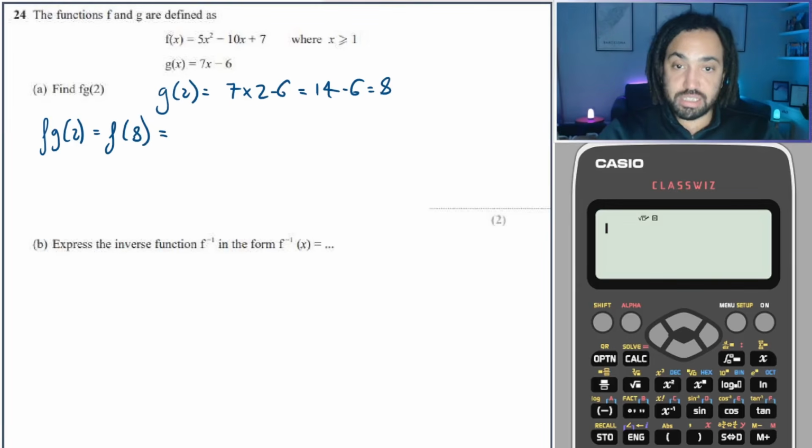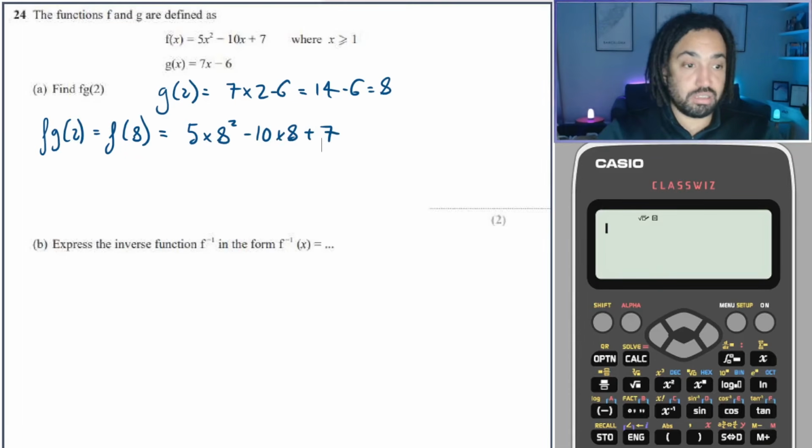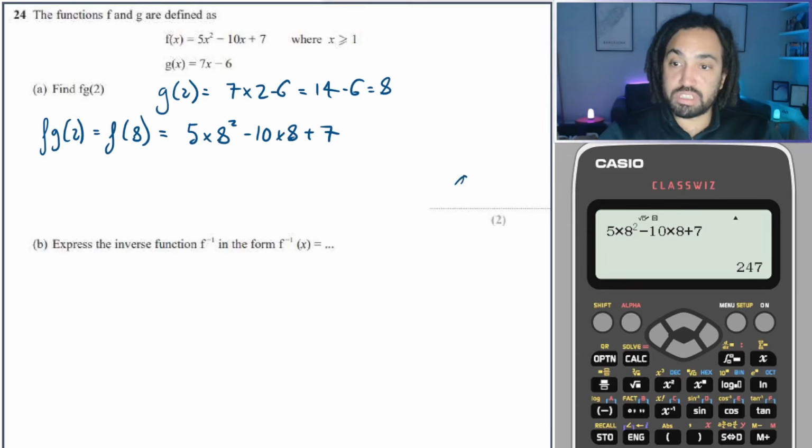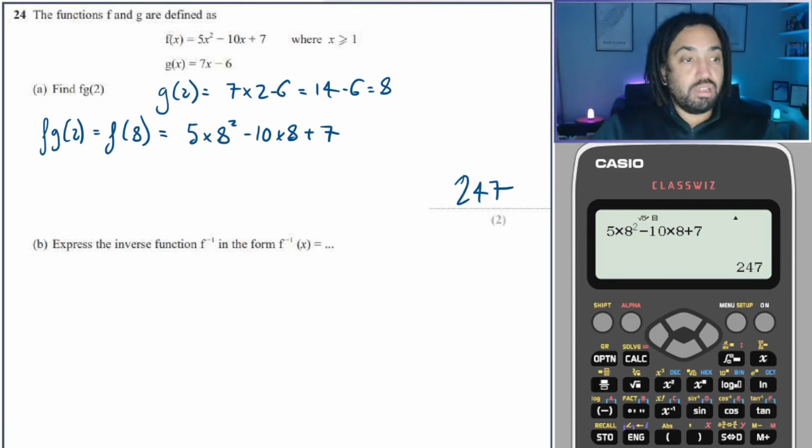So subbing in 8 gives me 5 times 8 squared minus 10 times 8 plus 7. Right, I get to use the calculator for the first time. 5 times 8 squared minus 10 times 8 and then plus 7. Great, 247. Brilliant. And now let's find the inverse function. Again, this is question 24. It's a real common question. Inverse of a quadratic.